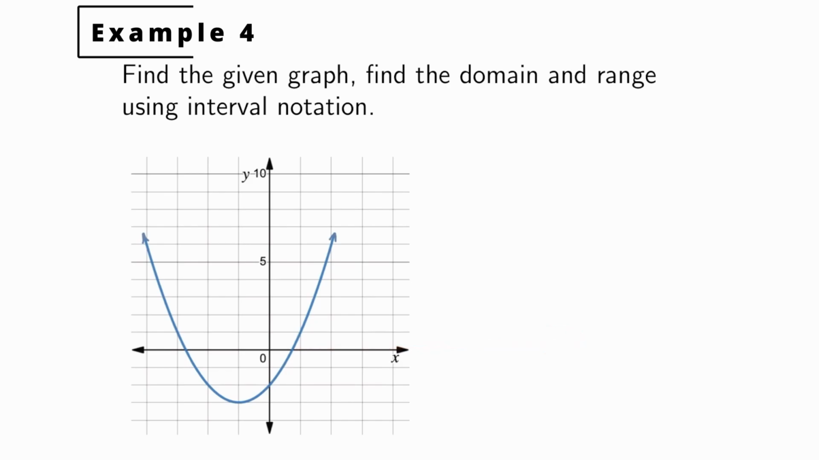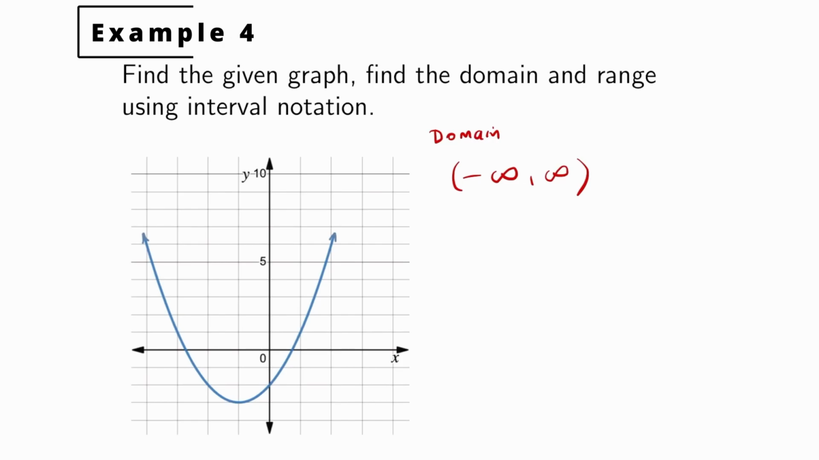So essentially it's going to go to the right forever. And it's also going to go off to the left forever. So the domain of this function would be all real numbers. And because every single x value is covered, the way we write that in interval notation is just negative infinity to infinity.